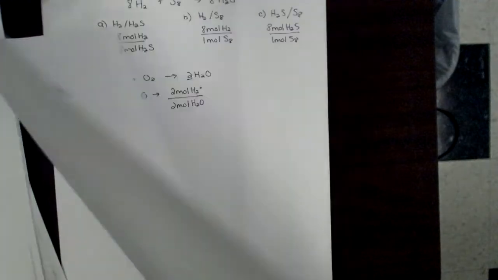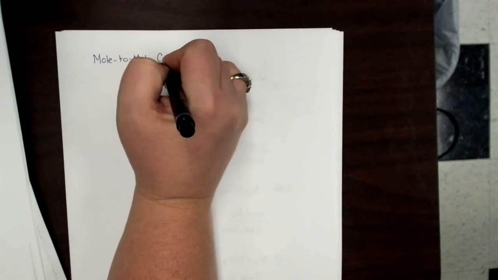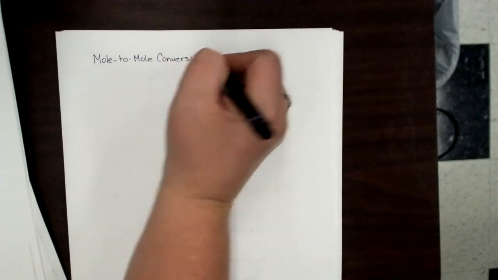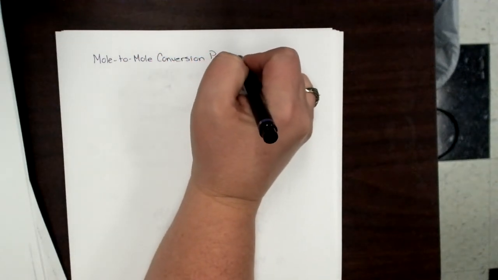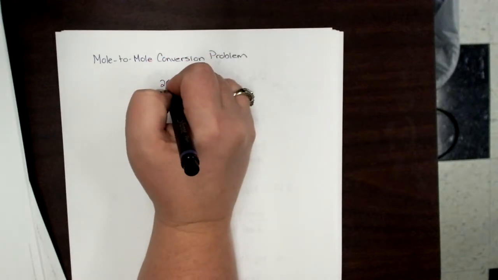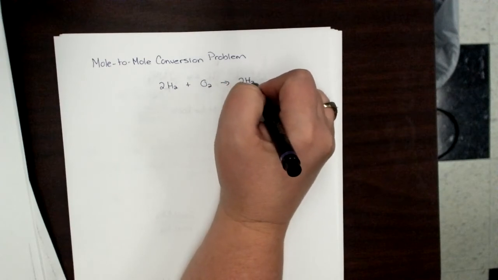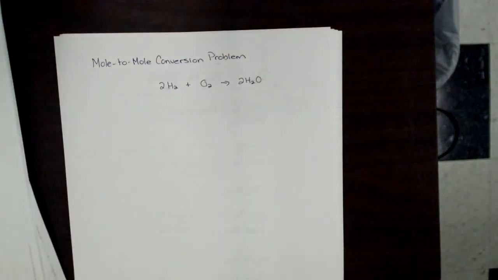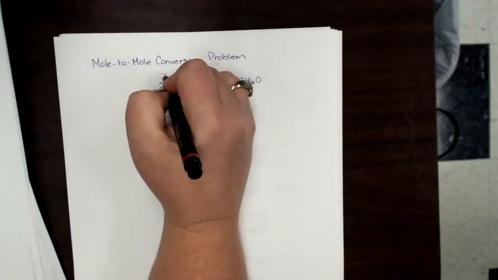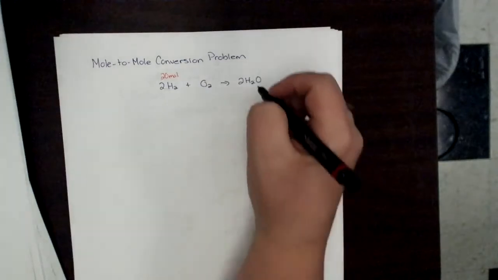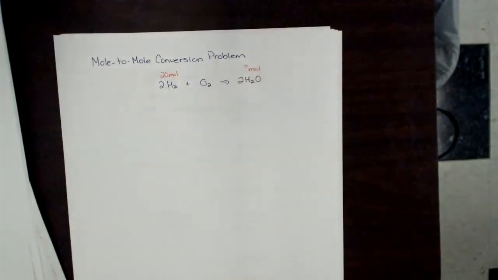So what we do is we do what's called a mole-to-mole problem. And that's what we're going to be learning how to do today. A mole-to-mole conversion problem. So let me write that down again. We have 2H2 plus O2 yields 2H2O. And they told us that we have 20 moles of hydrogen, and they need to know how many moles of water.